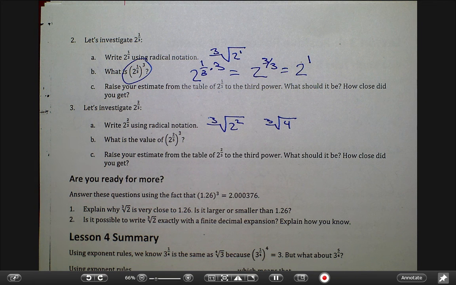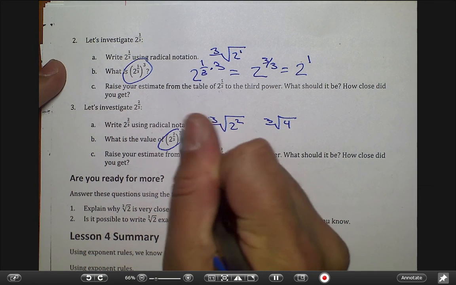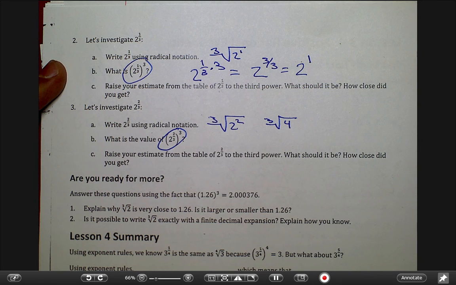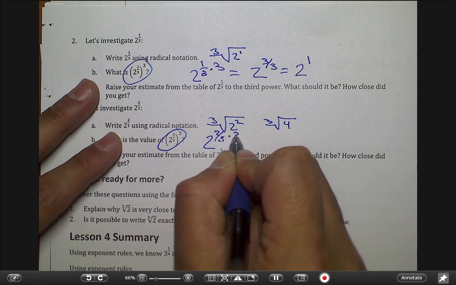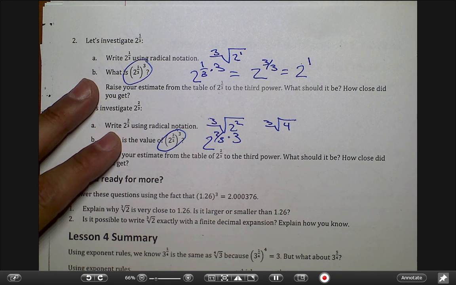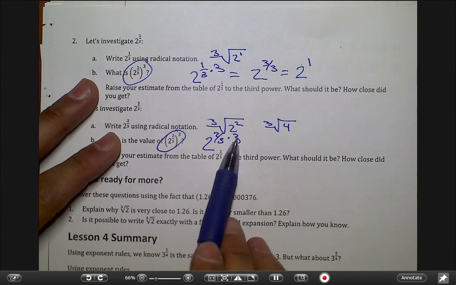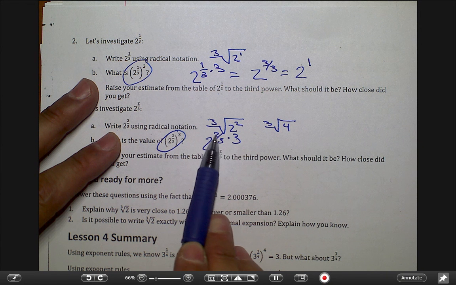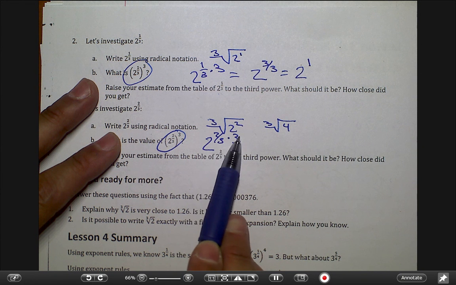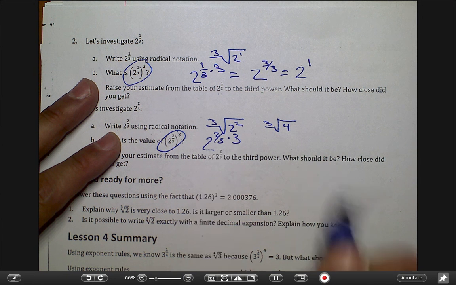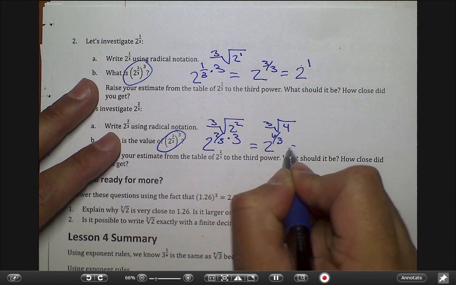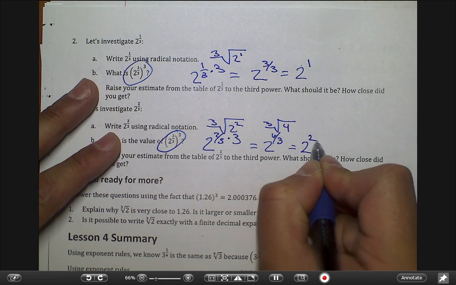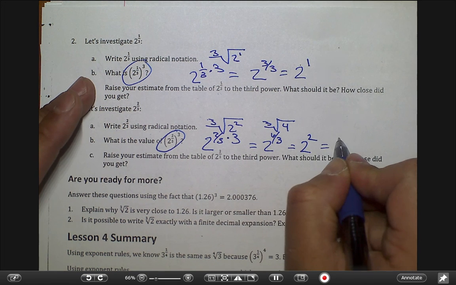All right, so let's do this one now. Power to power? Multiply. So 2 to the 2/3 times 3. So when I'm multiplying fractions, I multiply the top and divide by the bottom, right? So 2 times 3 is? Divided by 3. So it's going to be 2 to the 6 over 3, which is 2 to the 2nd, which gives me a grand total of 4.